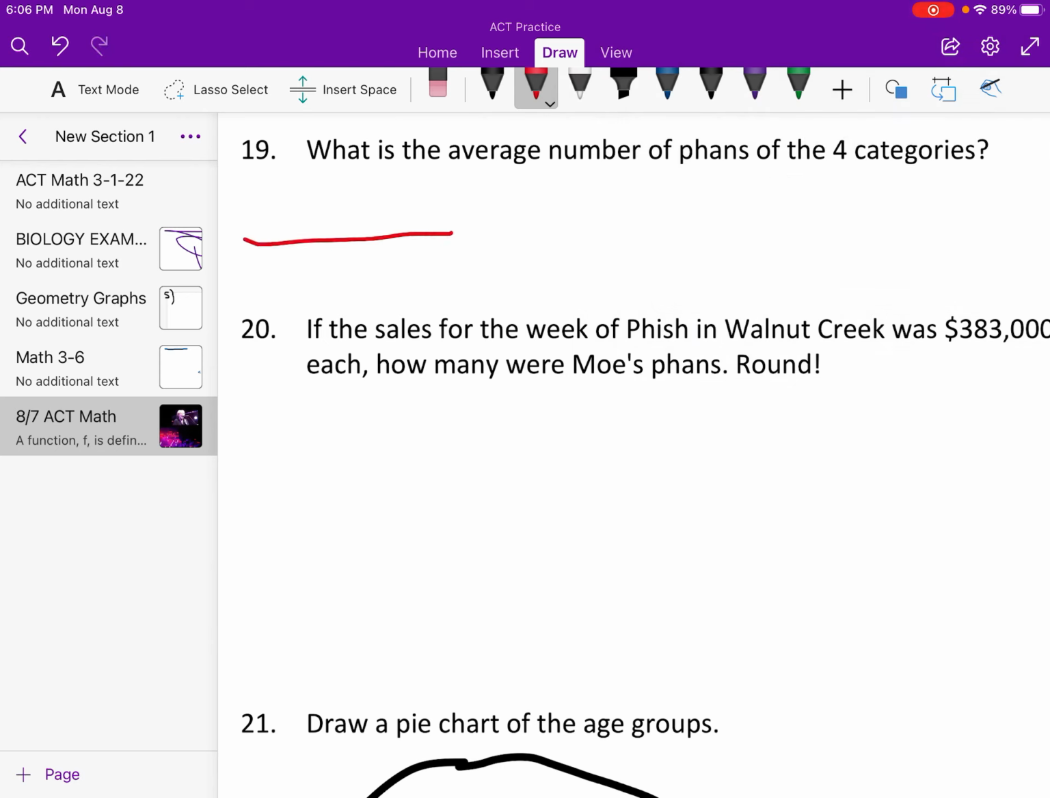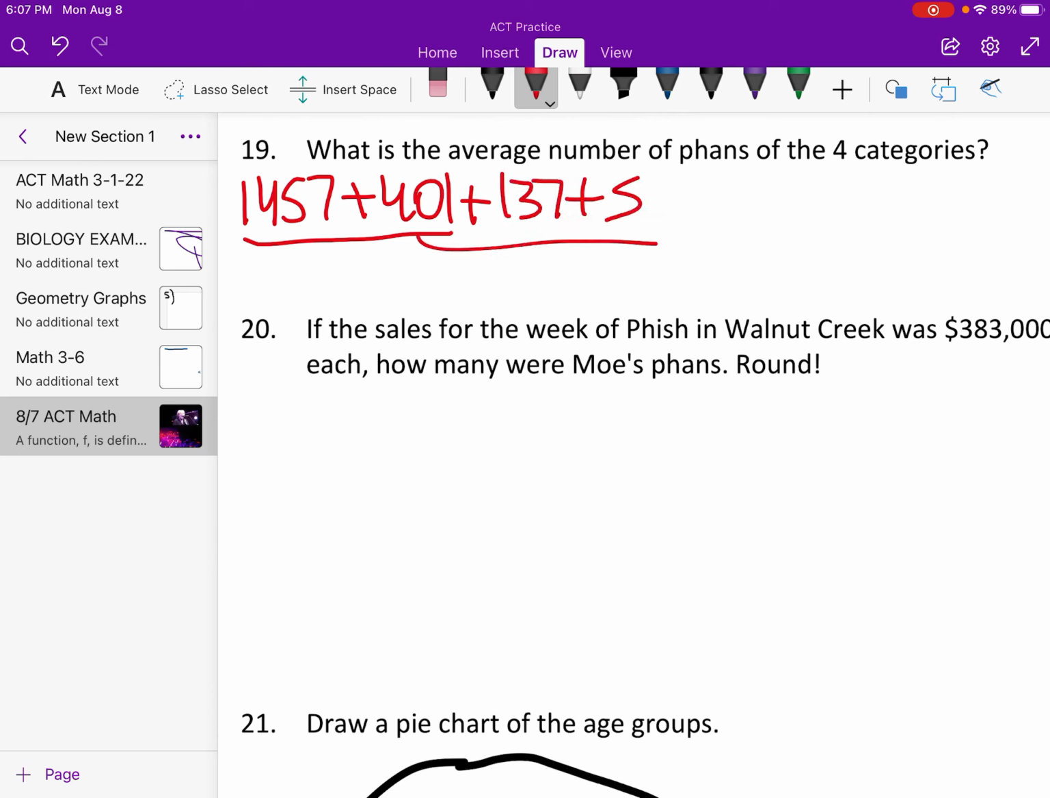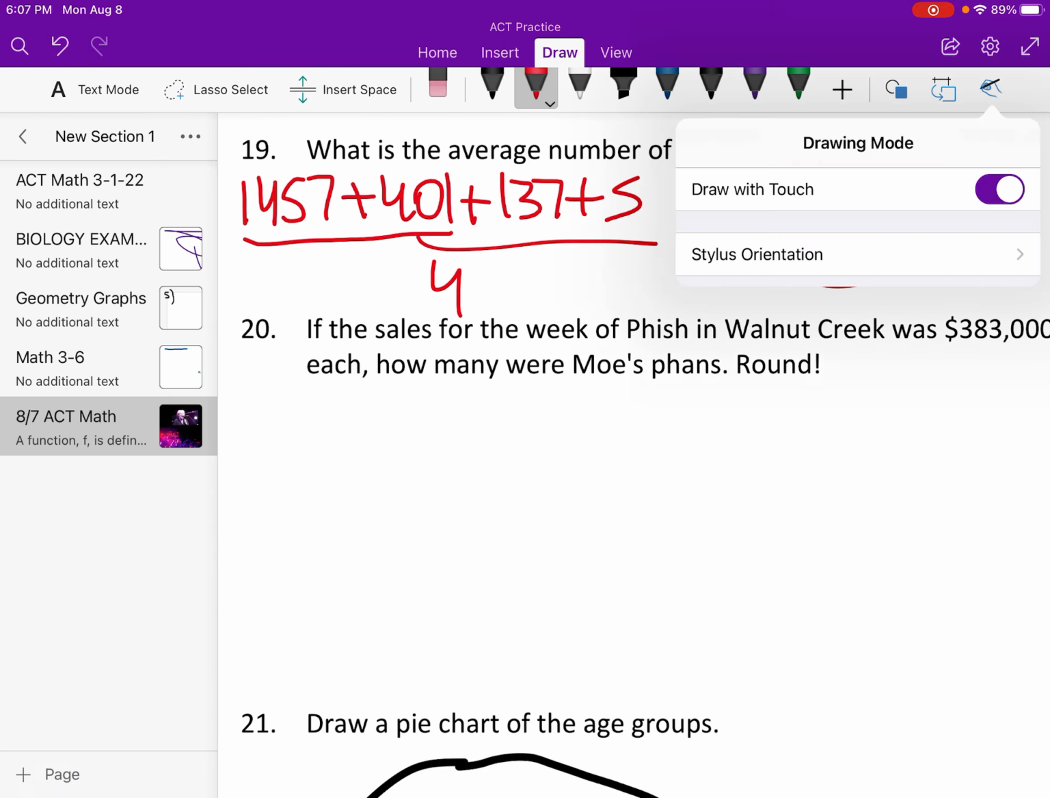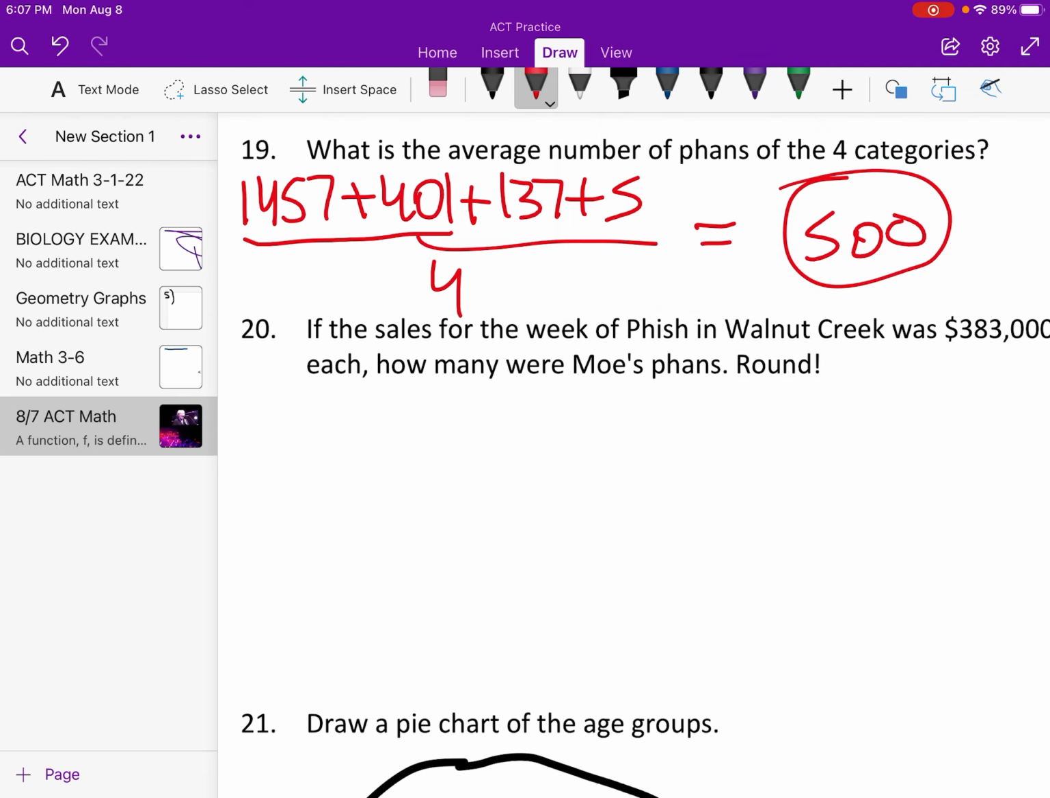I can't show both things at once, but I have my computer up so I can see the numbers for very often, 1457, often 401, occasionally 137, rare 5. And that adds up to 2,000. But we divide that by 4, which is how many different things there are. And if you know, you just get 500.